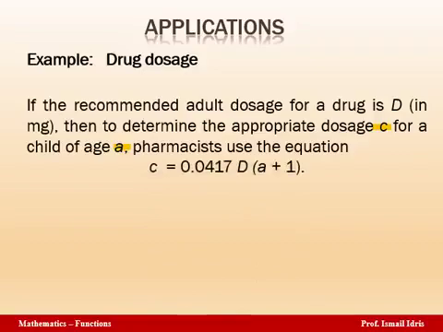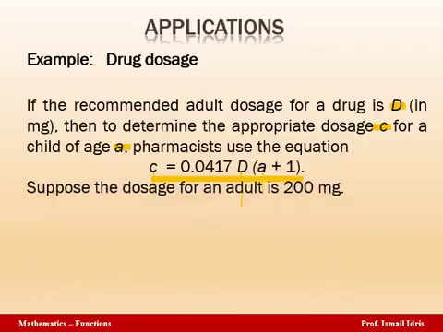C equals 0.0417 D times A plus 1. Now, what is A? It is the age of the child. What is D? D is the adult dosage. And what is C? It is the dosage, the recommended dosage for that child of age A. So this is given.